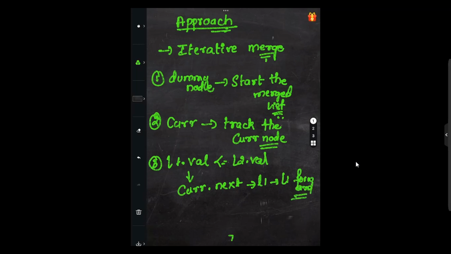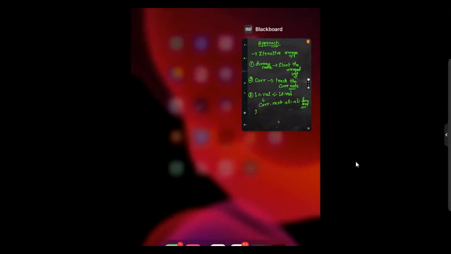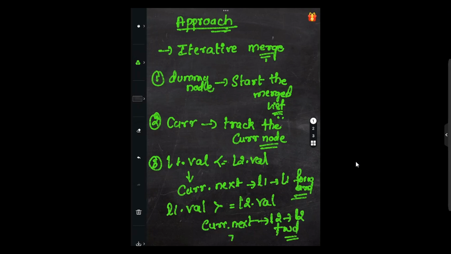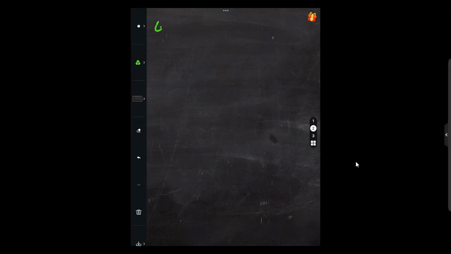Otherwise, if the value of L1 is greater than the value of L2, then what we will do? We will link current.next to L2 and we will move L2 forward. So this will be the third step. I hope this is clear till the third step.